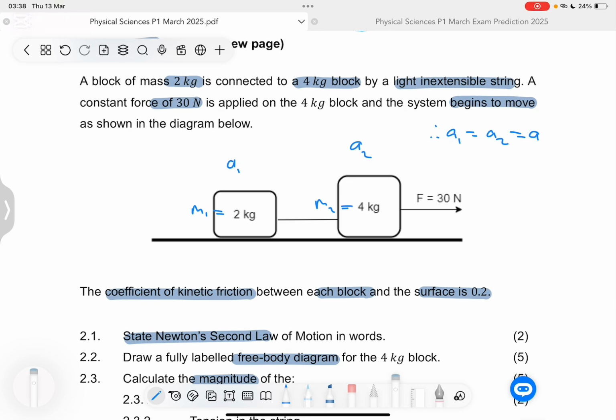If we change this mass to be much larger than this mass, in other words, when they say much larger, I can say, for example, let's say we make this 10 kilogram. Do you see that 10 kilogram is much larger than 4 kilogram? What do you think will happen to the acceleration?